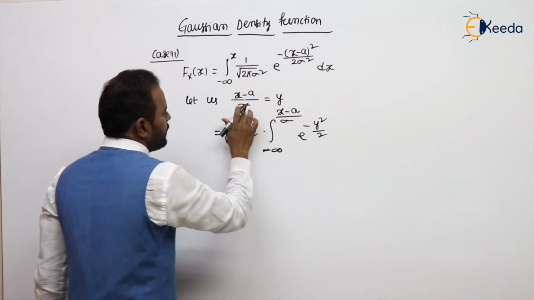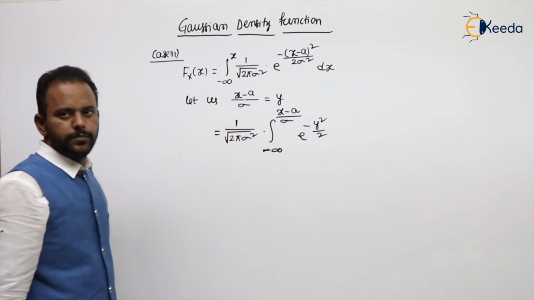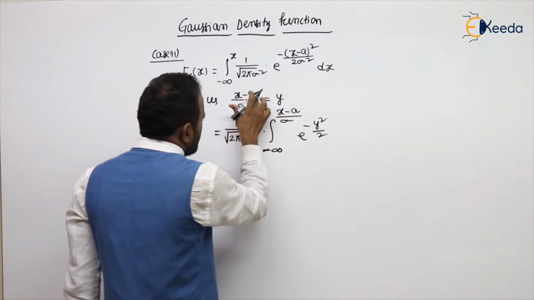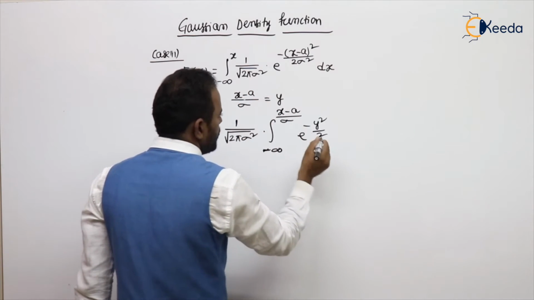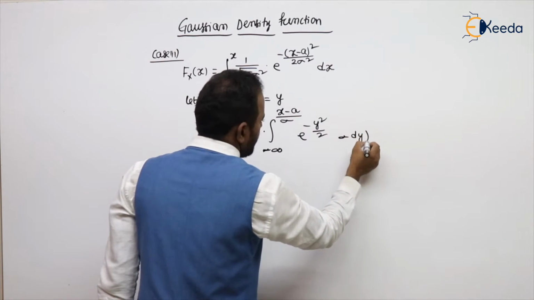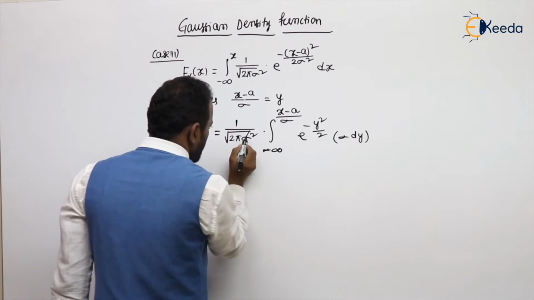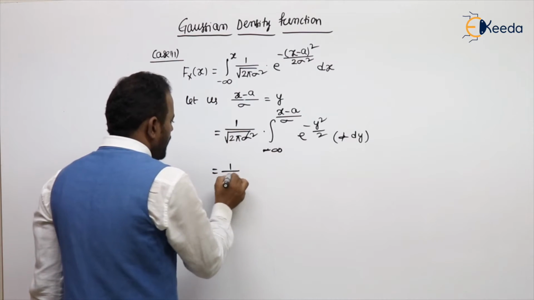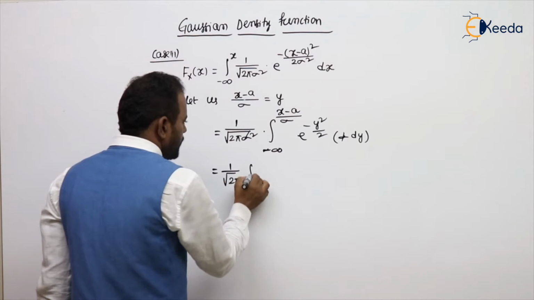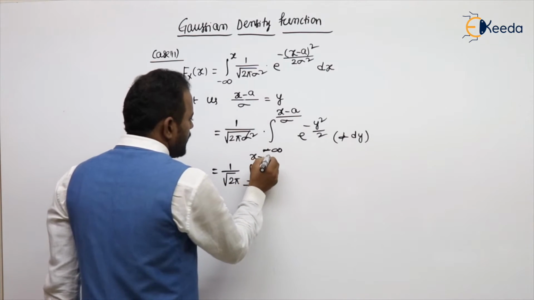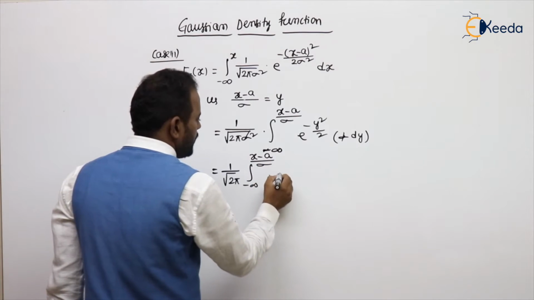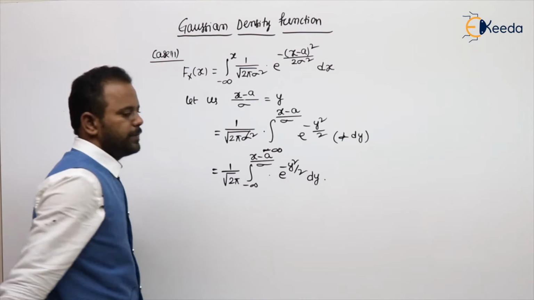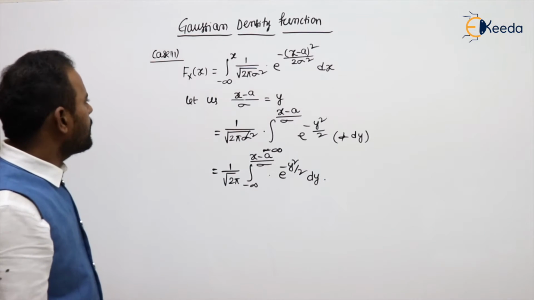What is dx equal to? Differentiate on both sides. If you differentiate, sigma comes this side. So dx, and a means constant, 0. So it becomes sigma dy. Here sigma, here root of sigma square, both will be cancelled. What is remaining? 1 divided by root 2 pi into integral from minus infinity to (x minus a) by sigma of e power minus y square by 2 into dy. Getting my point?